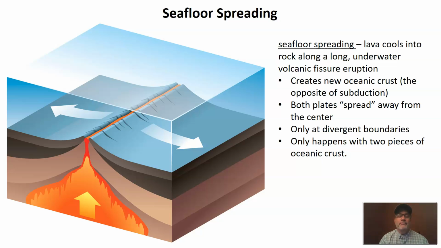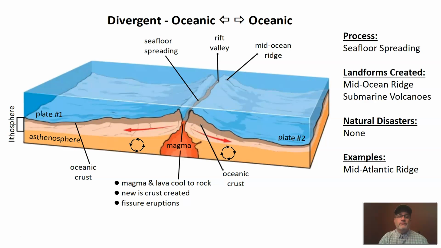So seafloor spreading is really just a way where new oceanic crust is created. And remember, it is the opposite of subduction. Keep in mind that this is going to be happening continually. As you can see, this plate is moving this way and this plate is moving this way, albeit slowly. That means that there is always new crust being created. Of course, this is only going to be at divergent boundaries, and you're always going to have two pieces of oceanic crust on either side. So let's look at a diagram with some more details.